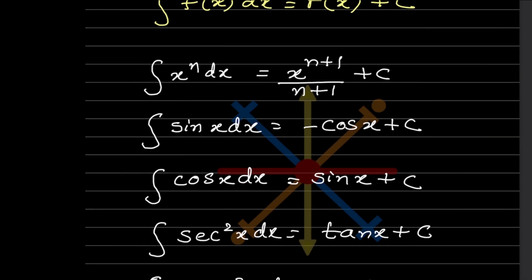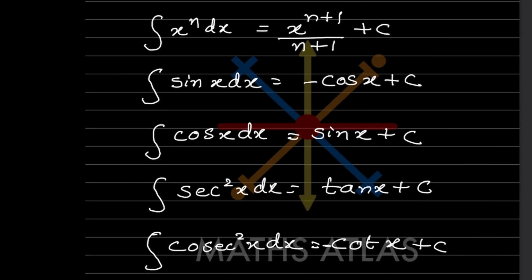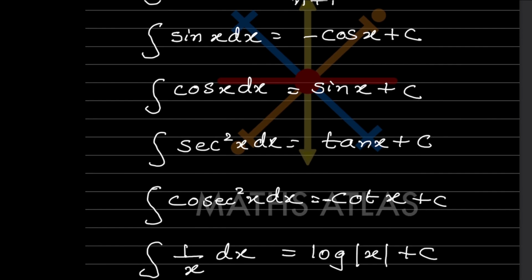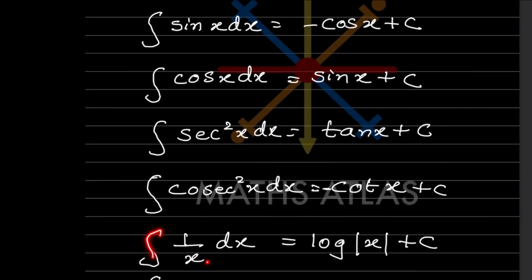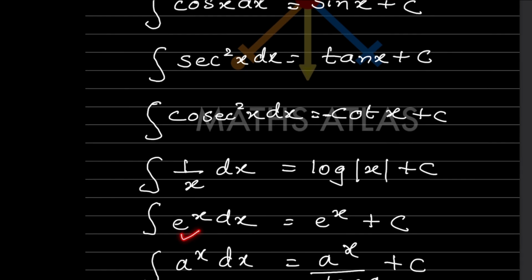Integration of sec square x dx, secant square x, is tan x plus C. Then integration of cosec square x dx is minus cot x plus C. Then integration of 1 by x dx is log of the absolute value of x plus C. Integration of e raised to x dx will be e raised to x plus C, here it remains the same. And integration of a raised to x dx will be a raised to x divided by log of a, plus C.